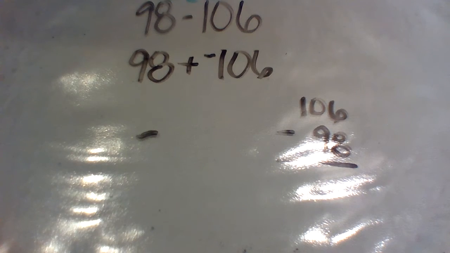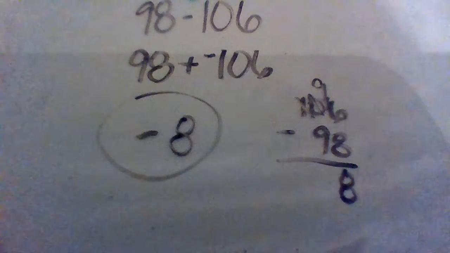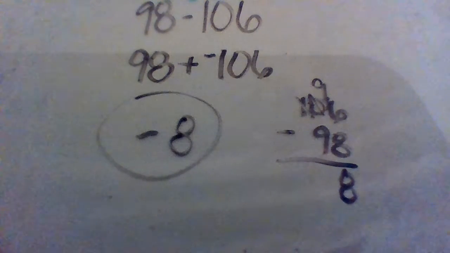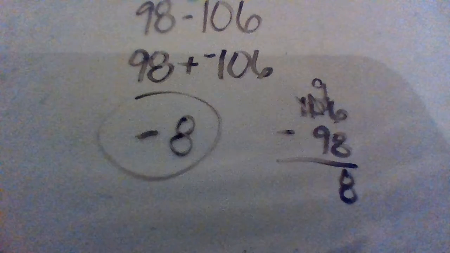Hold on a minute. Okay, 6 minus 8, I can't do that, so I have to borrow. Well, there's nothing here, so I move over. This becomes 10, this becomes 9, and 16. 16 minus 8 is 8. 9 minus 9 is 0. So my answer here is negative 8. And we figured it was going to be within 10, right? Let me know if you have questions.